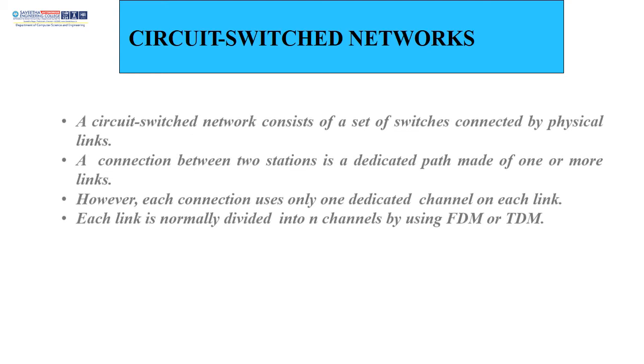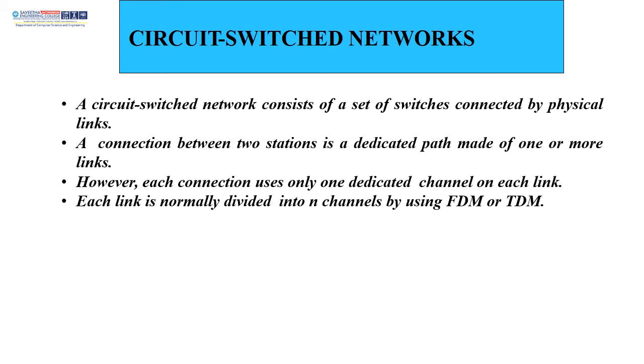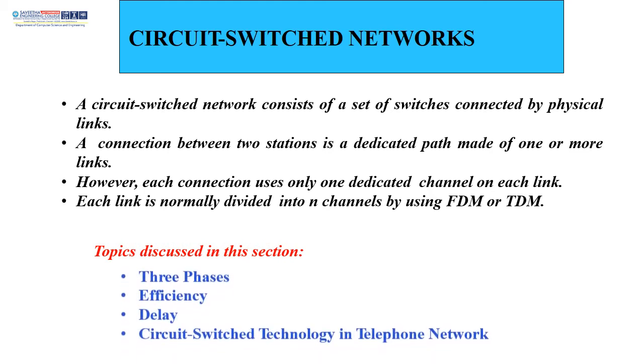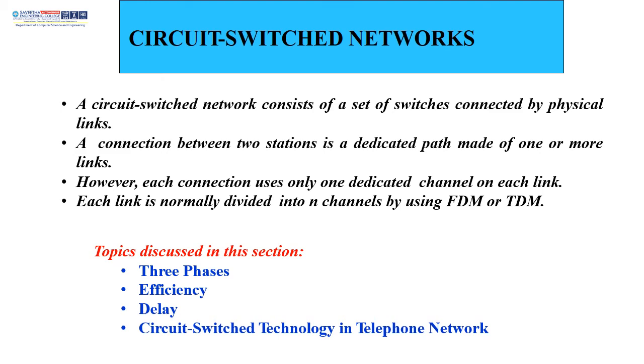The first category in switched networks is circuit switched networks. A circuit switched network consists of a set of switches connected by physical links. A connection between two stations is a dedicated path made of one or more links. However, each connection uses only one dedicated channel on each link. Each link is normally divided into n channels by using frequency division multiple access or time division multiple access. Following this, we will be discussing three phases, efficiency, delay, circuit switched technology and telephone networks of these circuit switched networks.